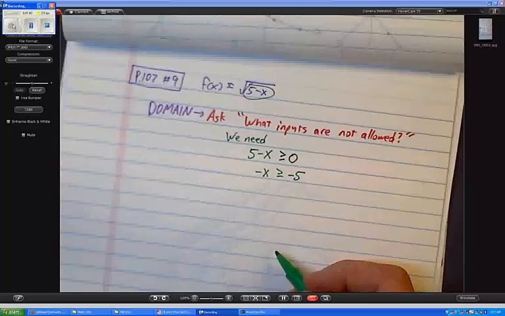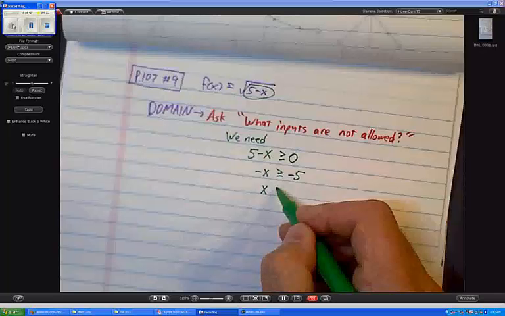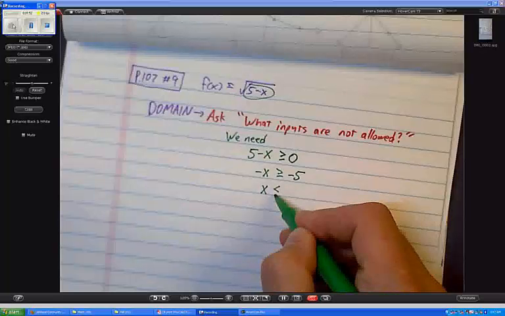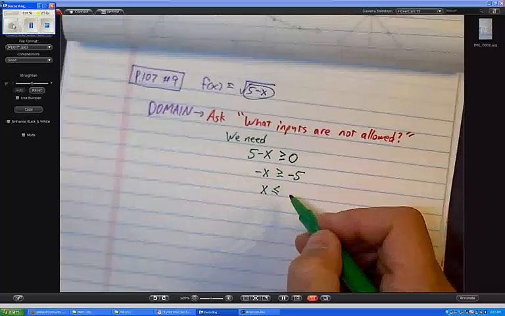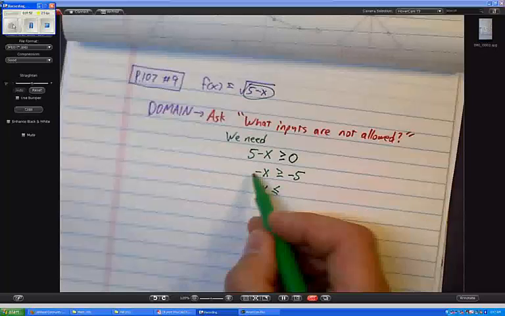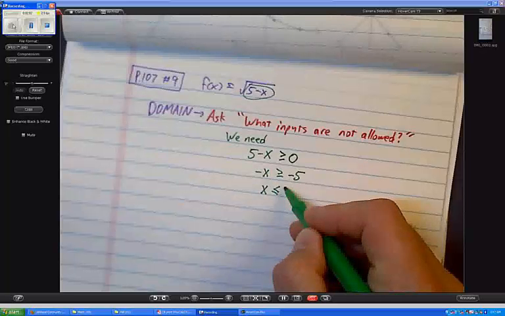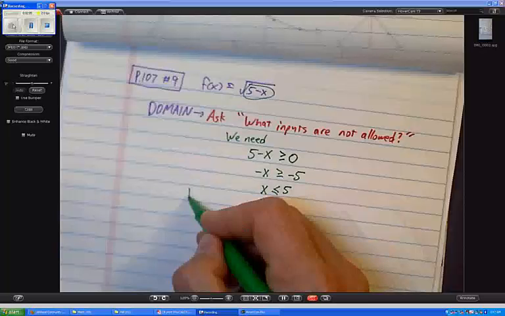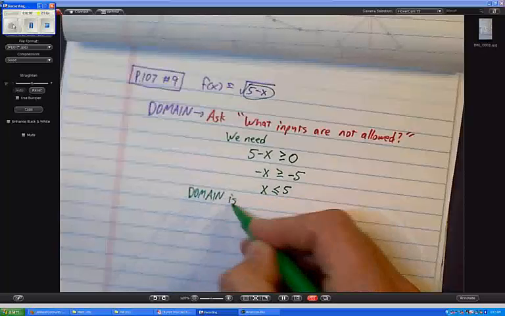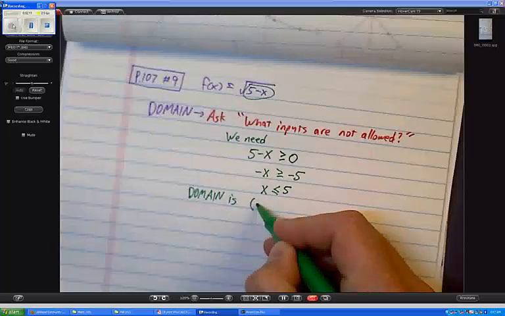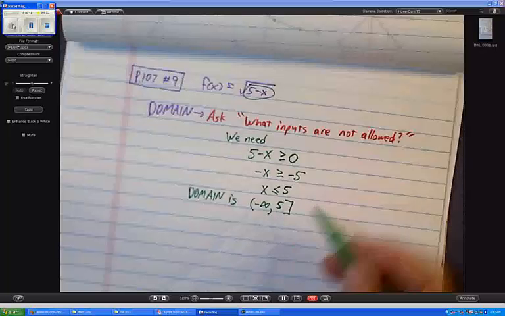Then what happens, though? I write x, and then what do I do? Remember that when you multiply by a negative, you have to reverse the inequality? Do you guys remember that rule? Okay. For negative x to be bigger than or equal to negative 5, I need x to be smaller than or equal to 5. So I would say the domain is, how about negative infinity, comma, positive 5. Is that okay?